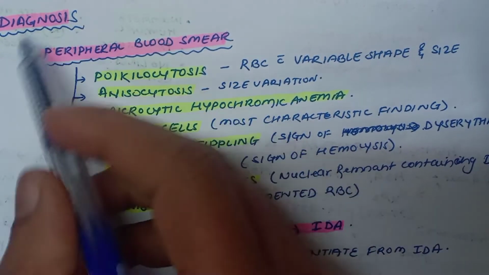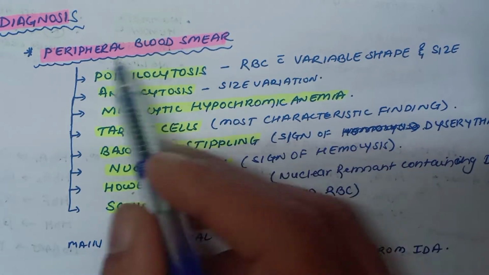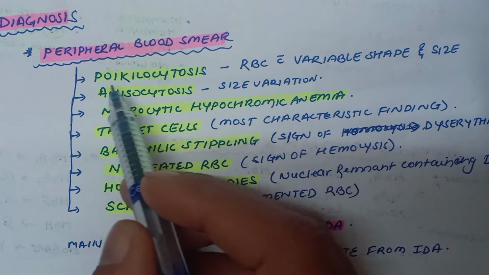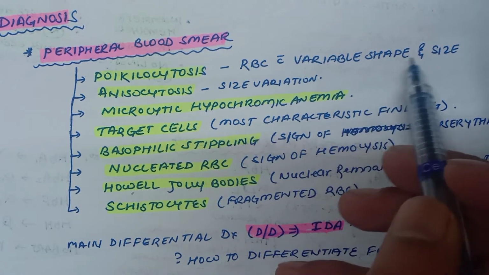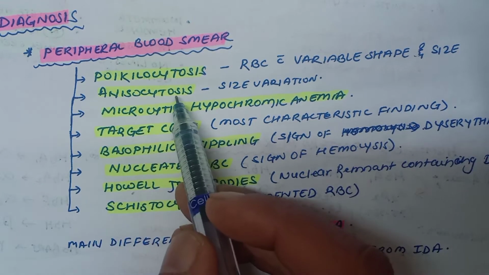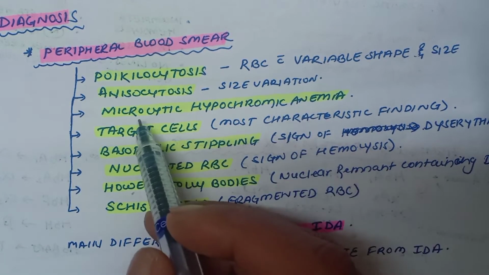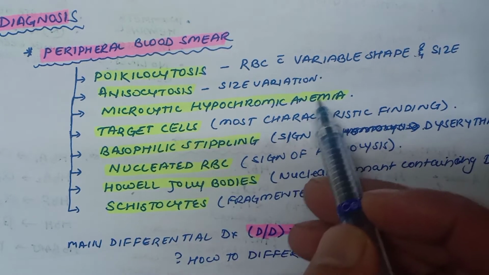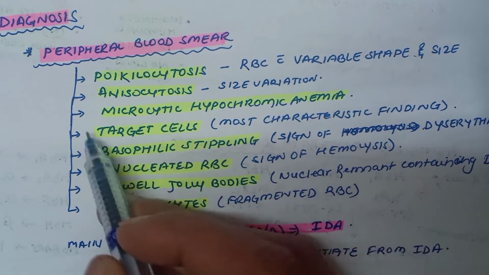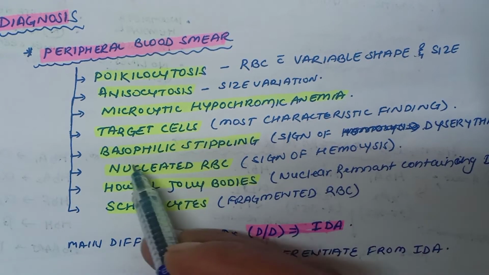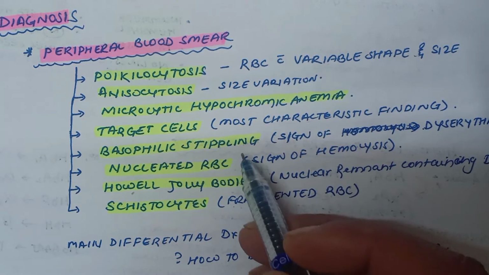Now coming to the diagnosis, we use peripheral blood smear, where peripheral blood smear will show poikilocytosis, that is RBC with variable shape and size, anisocytosis, where there is size variation, microcytic hypochromic anemia. You will see target cell. This target cell is most characteristic finding. You will also see basophilic stippling. It is a sign of dyserythropoiesis.